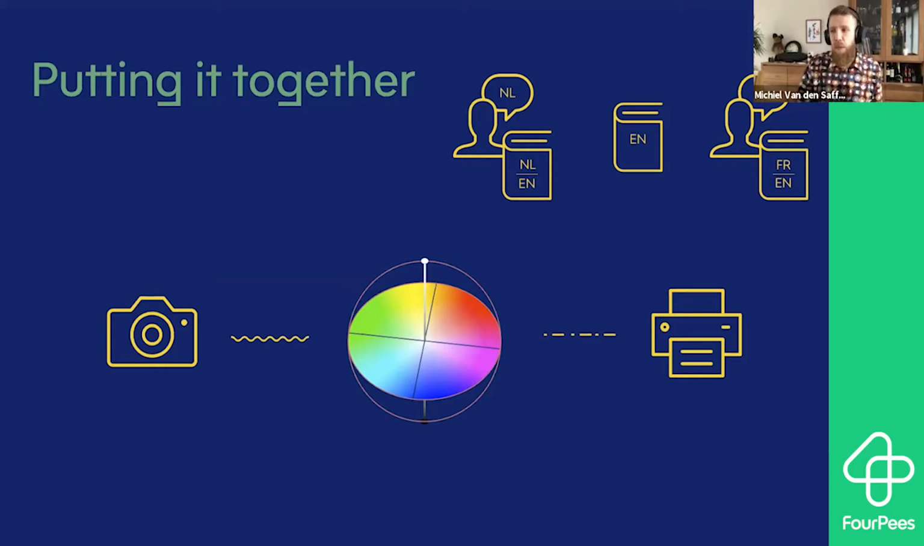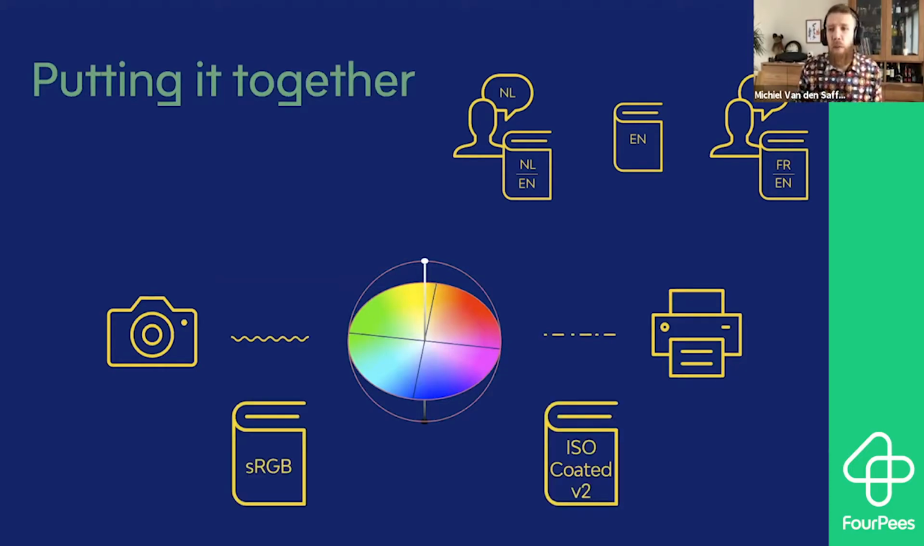So in practice, what we will do is we will have our color profile for sRGB, and we will have our color profile for ISO-coded V2, for example, and we will be able to convert our colors from our incoming point to our outgoing point. That all sounds really easy. Well, this is it, right? We're done. We can do color management. We just have to have those profiles and we're done. But it's still not that simple.